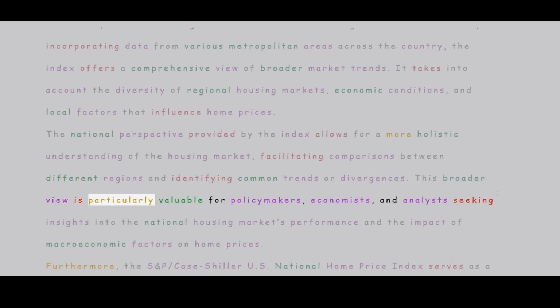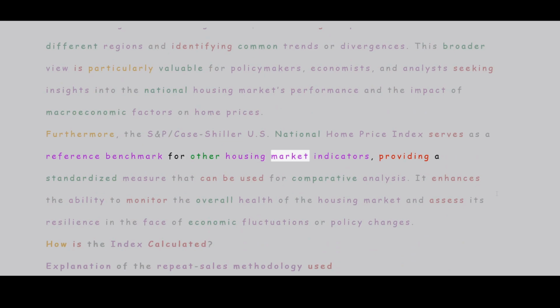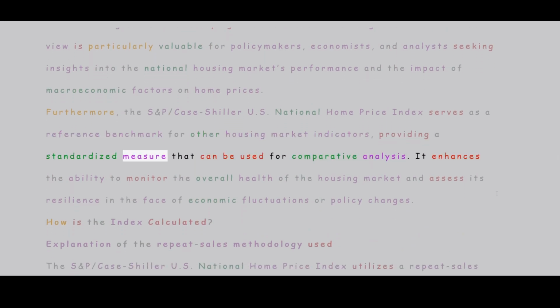This broader view is particularly valuable for policymakers, economists, and analysts seeking insights into the national housing market's performance and the impact of macroeconomic factors on home prices. Furthermore, the S&P/Case-Shiller U.S. National Home Price Index serves as a reference benchmark for other housing market indicators, providing a standardized measure that can be used for comparative analysis. It enhances the ability to monitor the overall health of the housing market and assess its resilience in the face of economic fluctuations or policy changes.